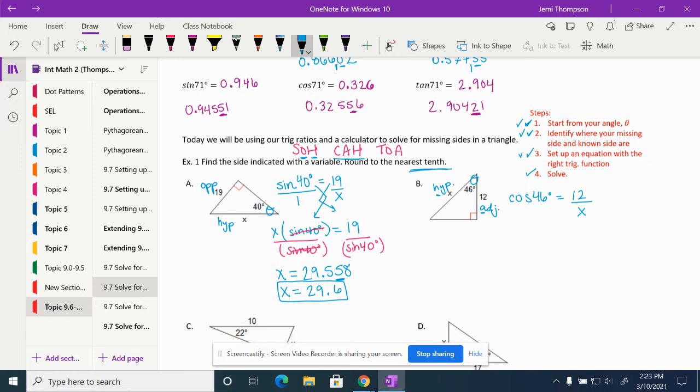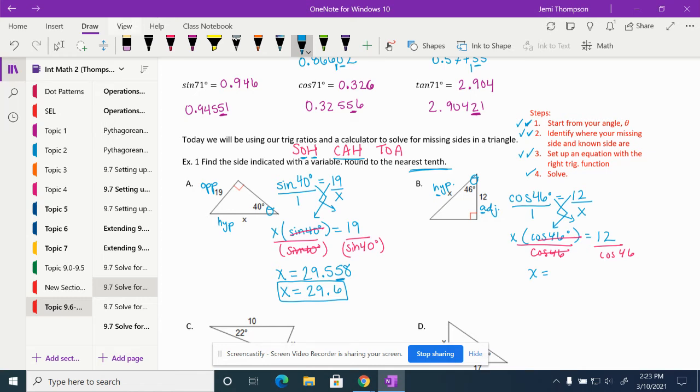Next, I'm going to solve. So I'm going to put this over 1 and crisscross multiply. So I have x times the cosine of 46. Now you don't have to put the cosine of 46 in parentheses, but I recommend it. 12 times 1 is 12. I have x times the cosine of 46. I need to get x by itself. The inverse operation is division, so I divide by the cosine of 46. Whatever I do to one side, I have to do to the other. So now I have 12 divided by cosine of 46.